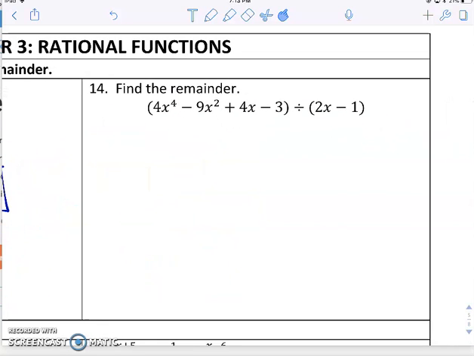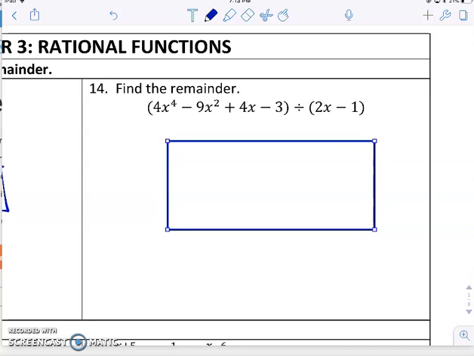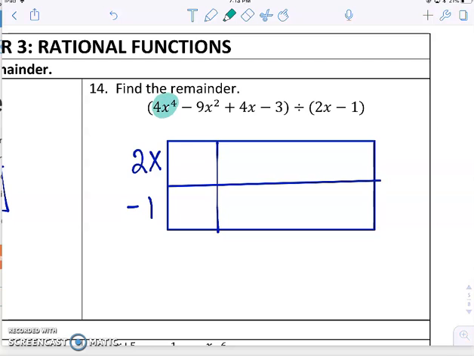The next one here, find the remainder. So this is another box one. So we have 2x minus 1. The first thing that goes on the inside, 4x to the 4th. So that means this must be 2x cubed. So 2x cubed times negative x is negative 2x cubed. But we don't have any of those. We only have squared. So if we look at this, those have to equal 0.